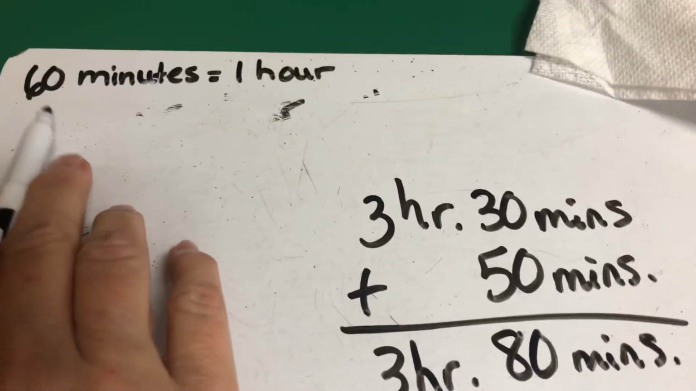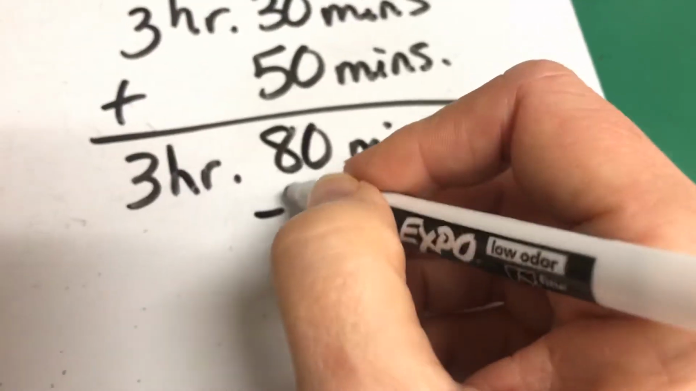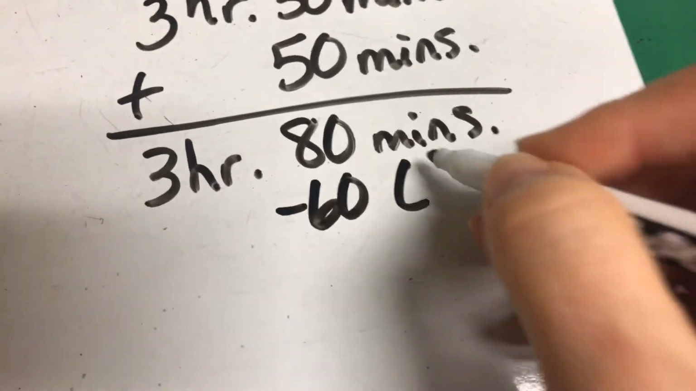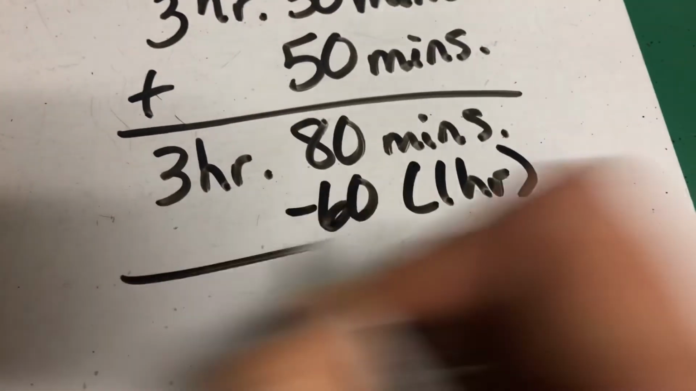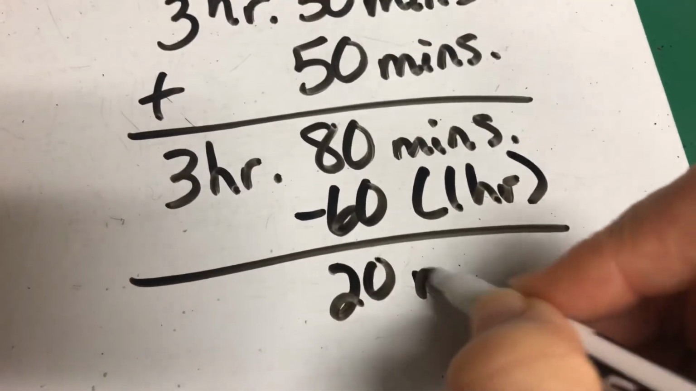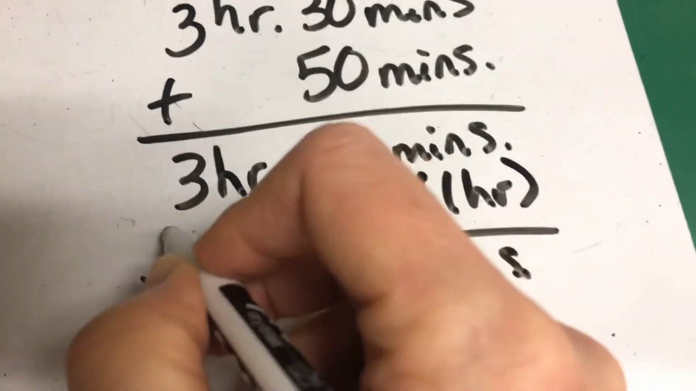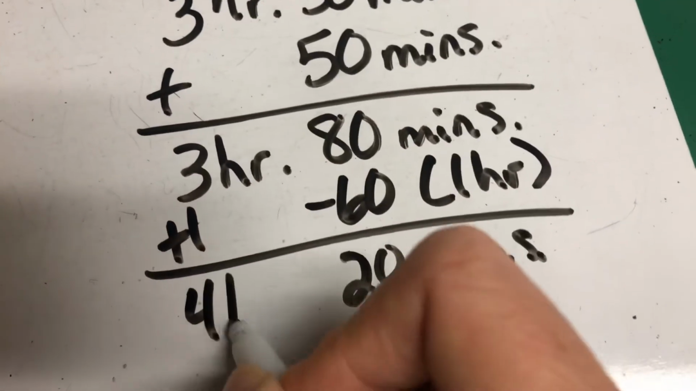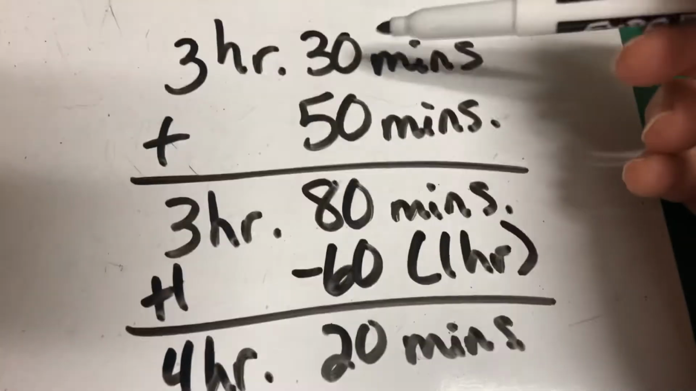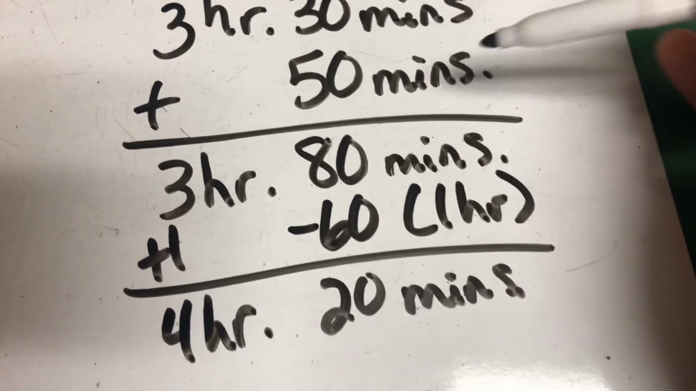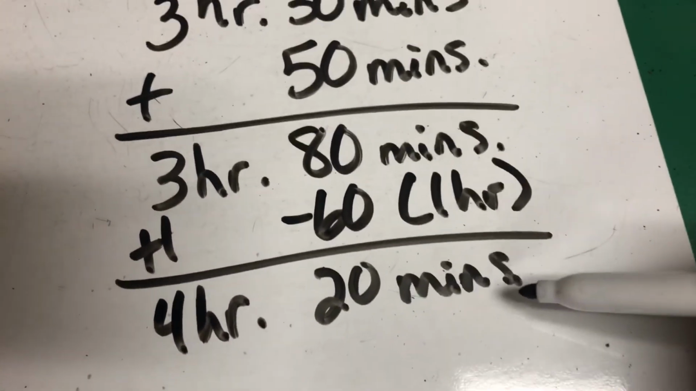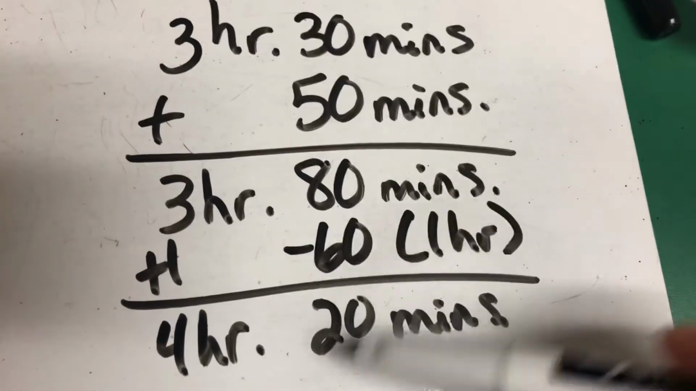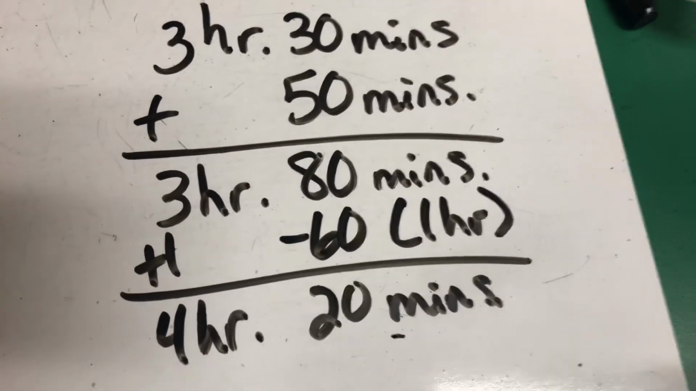But what did I say? There are 60 minutes in an hour. So if I take off that 60 minutes or 1 hour, that gets me 20 minutes. But I can add an hour over here. So 3 hours and 30 minutes plus 50 minutes is 4 hours and 20 minutes, or just 10 minutes short of an hour.